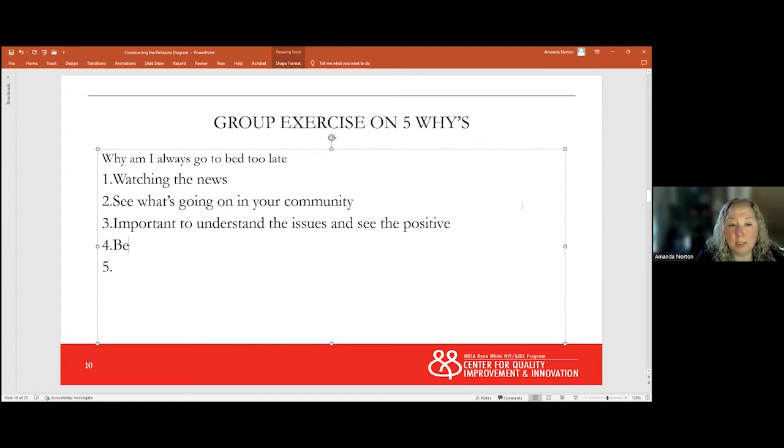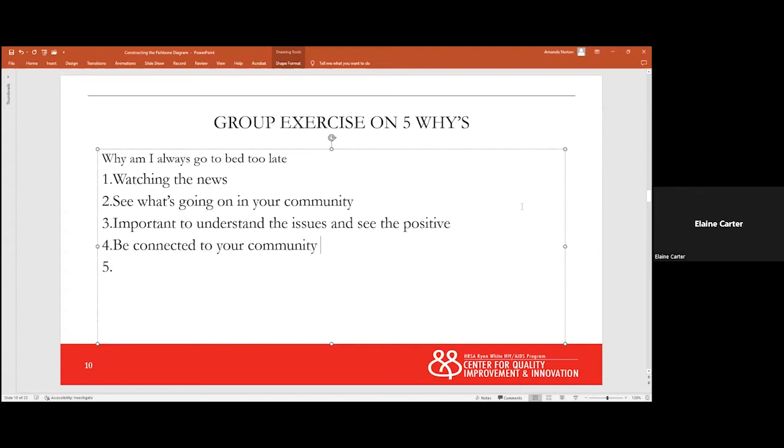Okay, so to be connected to your community. Yes. But also encouraged. And why does that matter to you? Because I care about people. Is it people or your community? I care about my community, but my community can be my immediate surroundings, but it can also be the community at large, the other parts of the city that I don't live in. Okay.